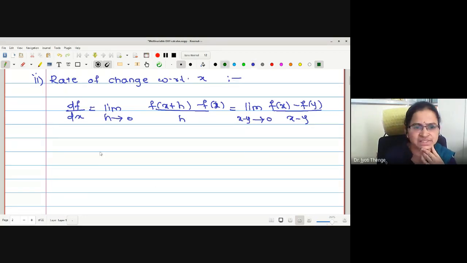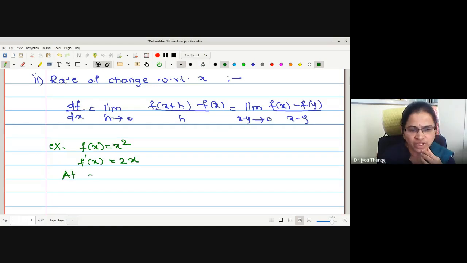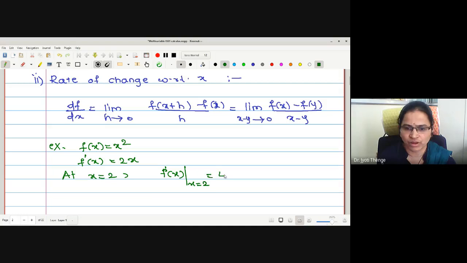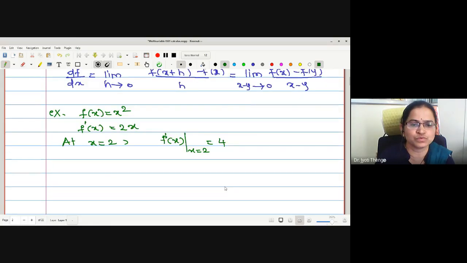The example we were discussing is x square. f(x) is equal to x square. What is its derivative? f dash of x is the symbol we are using, and it is 2x. Let me take x equal to 2. Now at x equal to 2, what is the value of the derivative? f dash of 2 is 4.